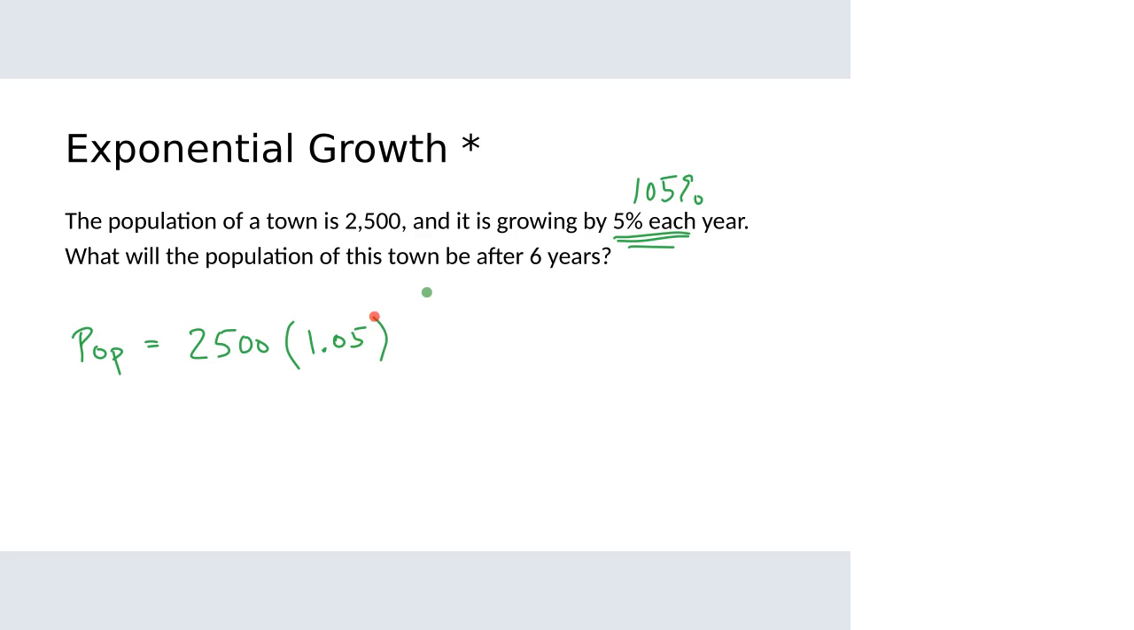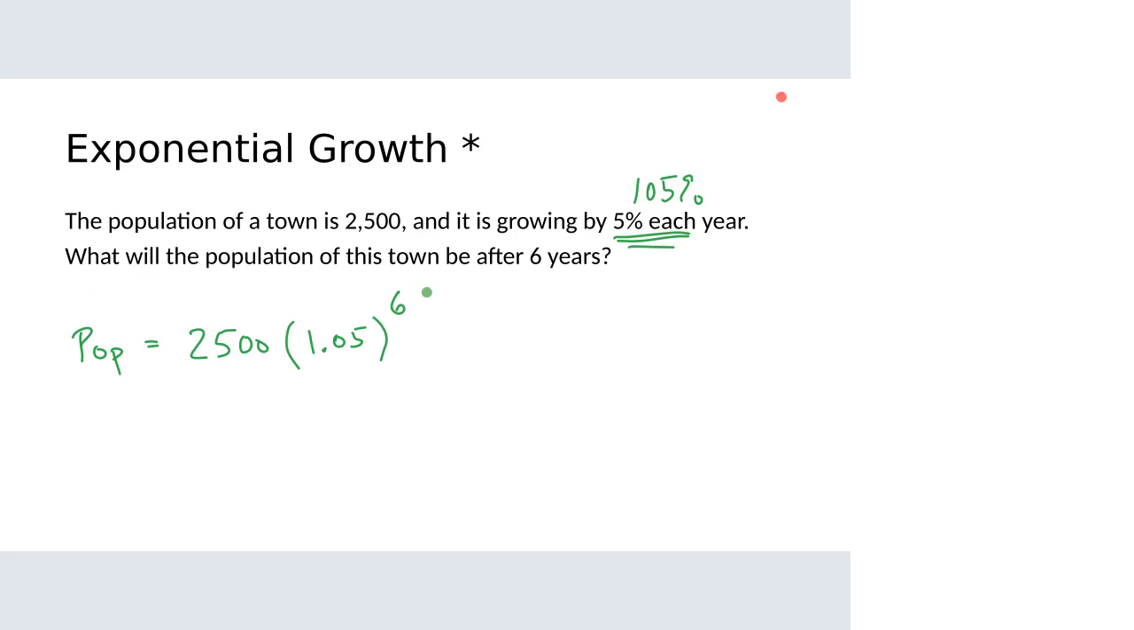And what will the population be after 6 years? Well, I want to multiply by 1.05 6 times because it's going to grow every year by that much. So I want to raise that to the 6th power. The hardest part of this question, I believe, is setting up the model.